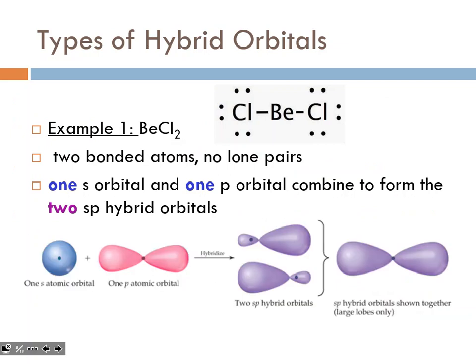So what does that mean? Well, we use the blue plus red make purple idea. So you have your blue s-shaped spherical one, your red dumbbell-shaped p one. They are going to combine and merge, forming the two purple ones that have one large lobe and one small lobe. So the two orbitals combine to form two orbitals, but now they are of a different shape. So the blue plus red make purple, purple being the new shape.